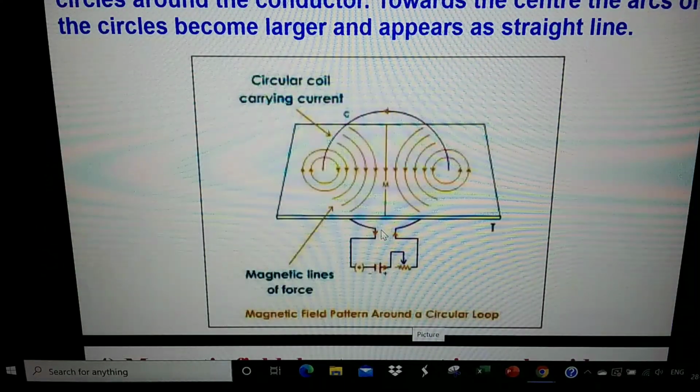When applying the thumb rule, if you observe all the circles, the circular loop inside will be following the same direction and they are becoming larger and larger. At the center, they will become a straight line.